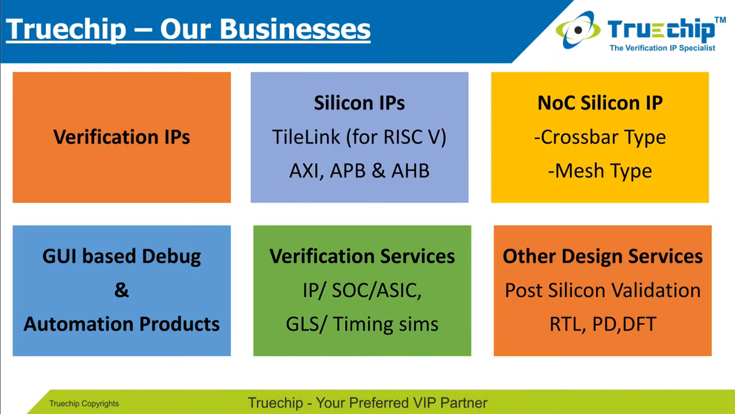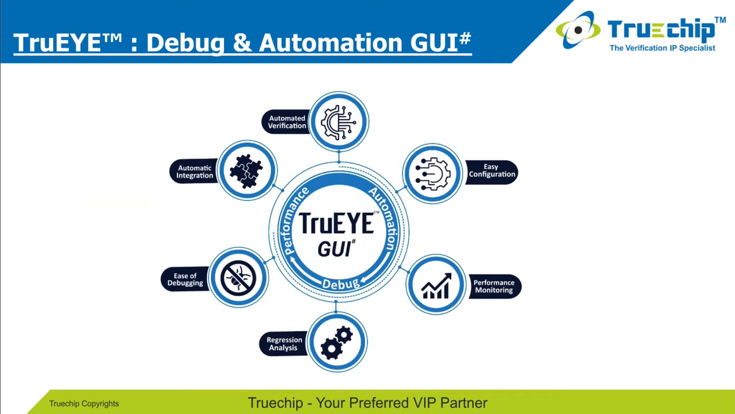We have verification IPs, silicon IPs, NoC silicon IP of mesh and crossbar type, a GUI based debug tool, and automation products. We provide IP, SoC and ASIC, GLS and timing simulation related services. In other design services, we also provide post silicon validation, RTL, PD and DFT services. We have a TrueI tool which helps with debugging, integration, tracing, regression running, regression analysis and automated integration.